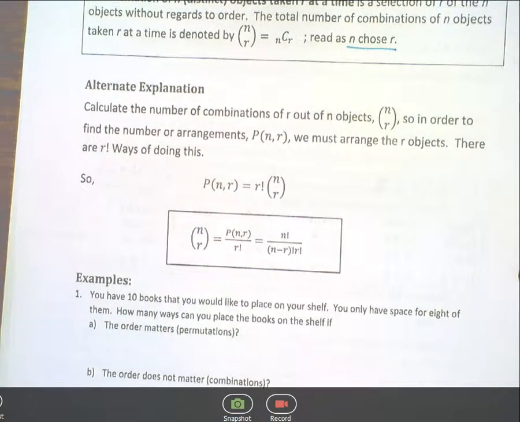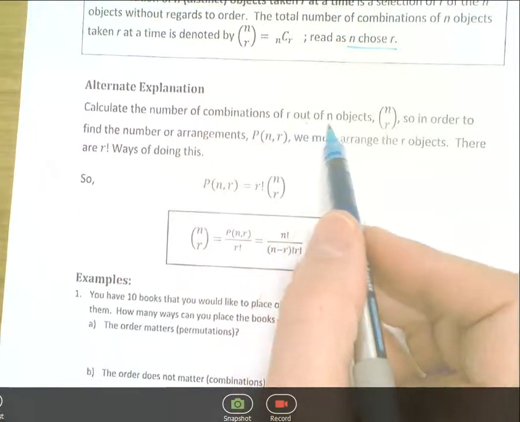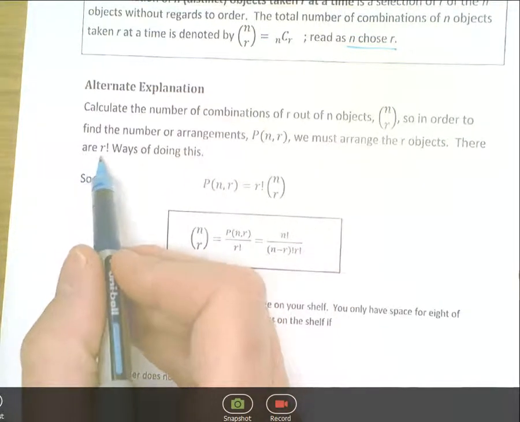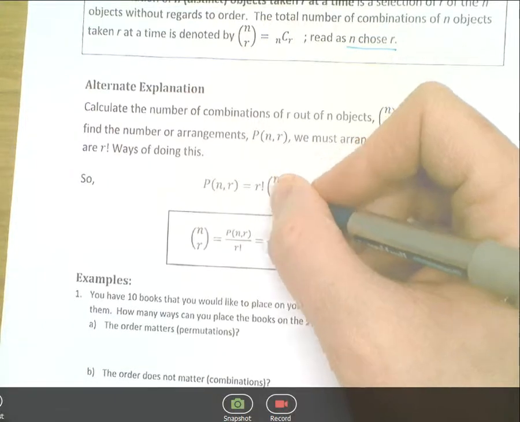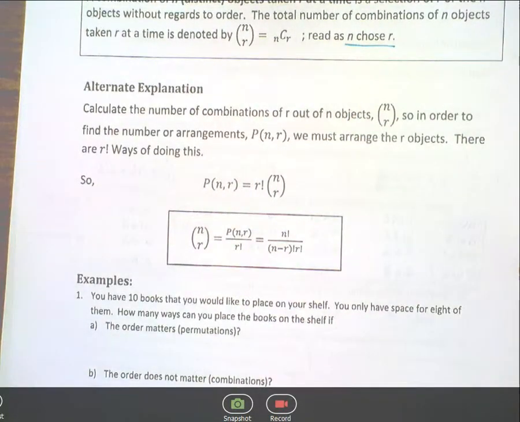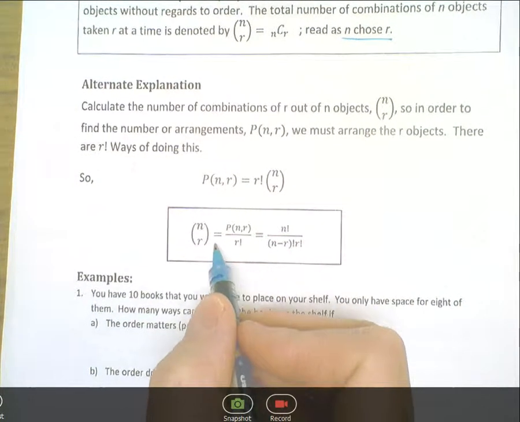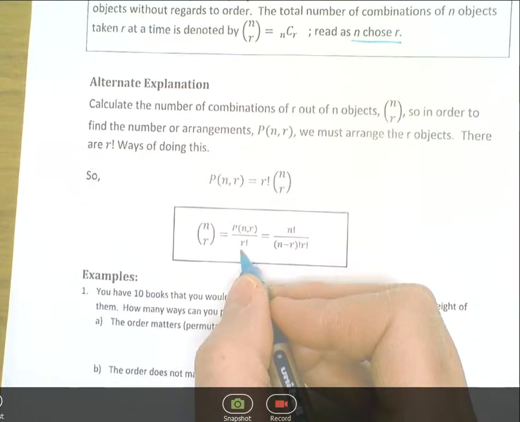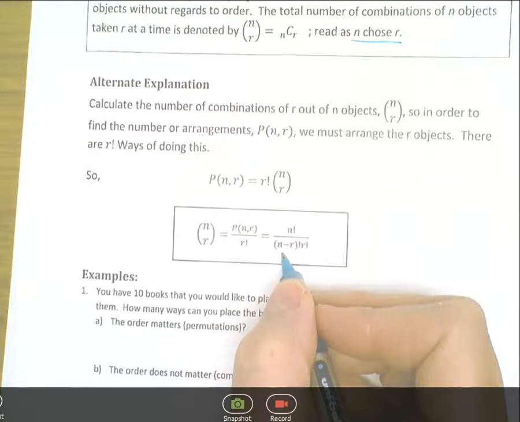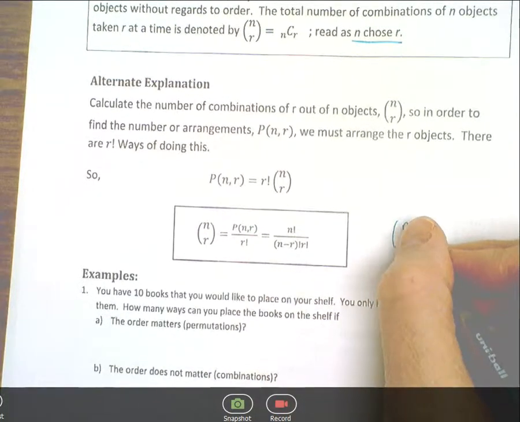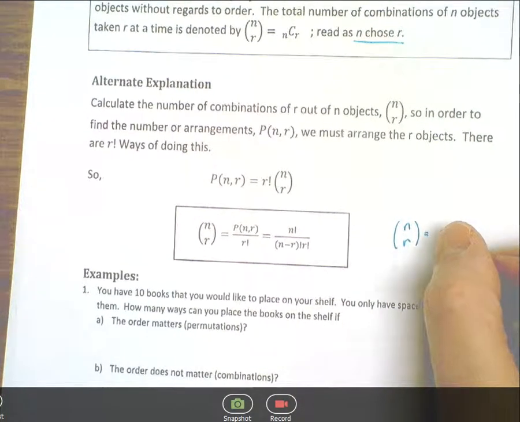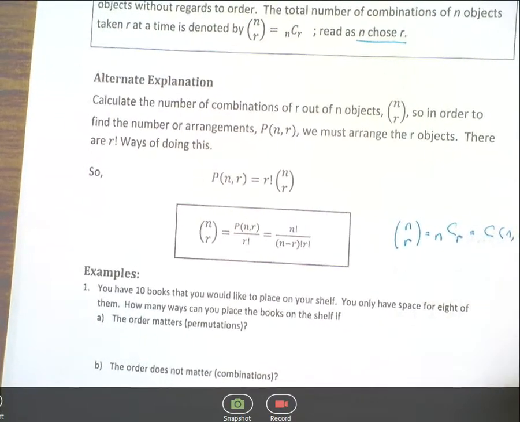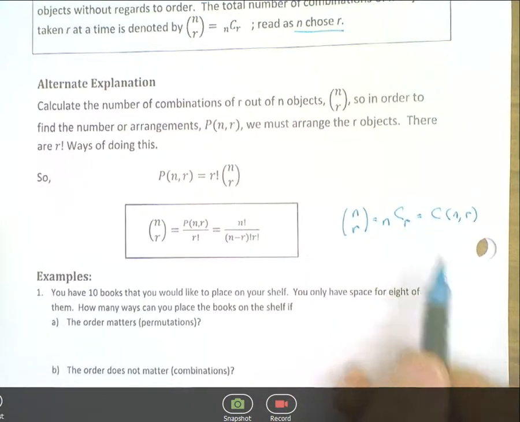Here's an alternate explanation. Calculate the number of combinations of r out of n objects. In order to find the number of arrangements, you must arrange the r objects. There are r factorial ways of doing this. So another way of thinking about it is, how many combinations of the objects are there, and then multiply it by how many arrangements of those objects there are. What you'll result in is that the combination formula will be n choose r is equal to P(n, r) over r factorial. And so we get the formula that we had on the previous page. Sometimes you might see it as n comma r, but this is almost never used. Almost always it's n choose r or nCr.